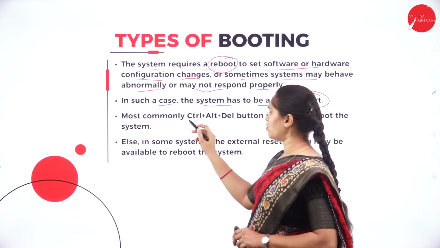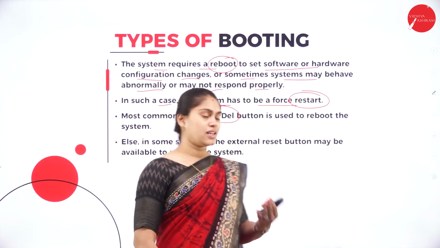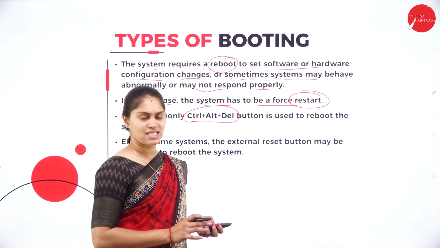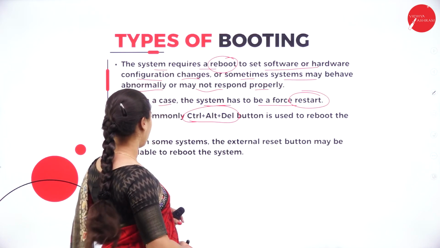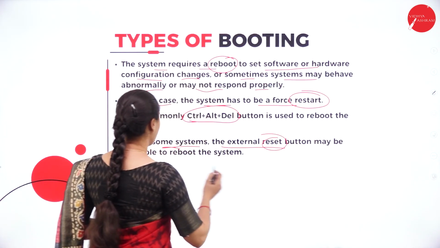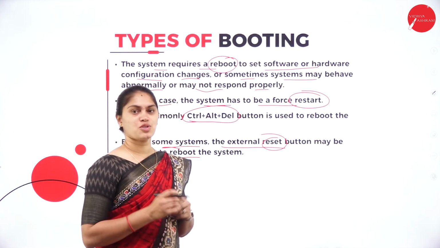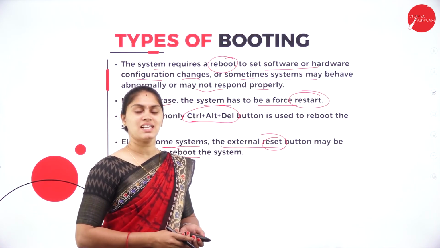Then the shortcut most commonly used for rebooting is Control Alt and Delete. Press all these three keys together, and your system will automatically be rebooted. Also, in some systems an external reset button is there, which can also be used for rebooting. Okay, so these are the two types of booting: one is warm booting and another one is cold booting.